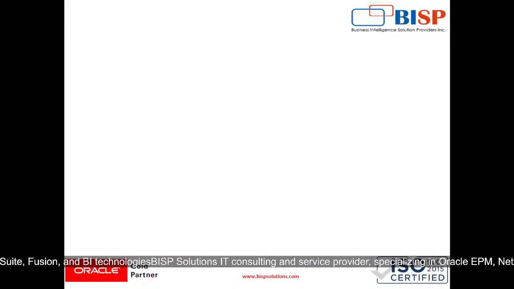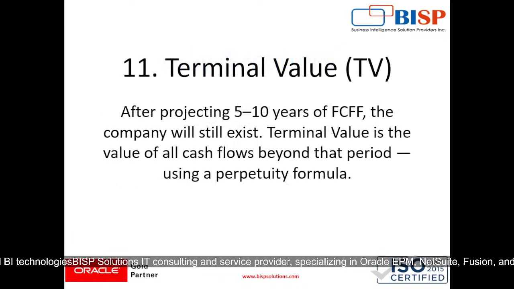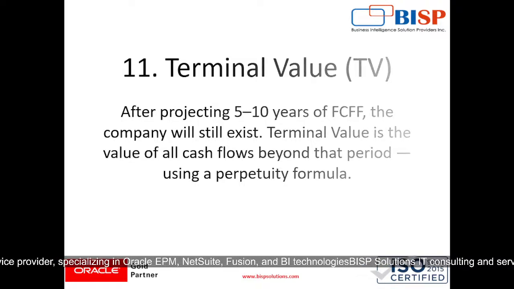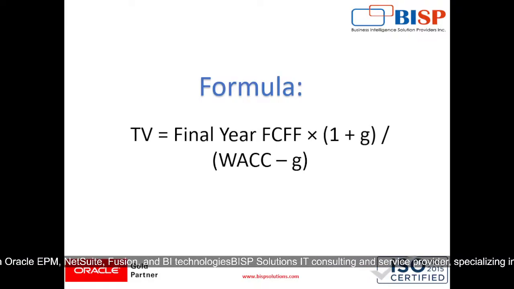Then comes our terminal value, where after projection of 5 to 10 years of FCFF, the company will still exist. Terminal value is the value of all cash flows beyond that period using a perpetuity formula. The formula is the same as the Gordon growth method. So our terminal value equals final year FCFF into 1 plus g divided by WACC minus g.